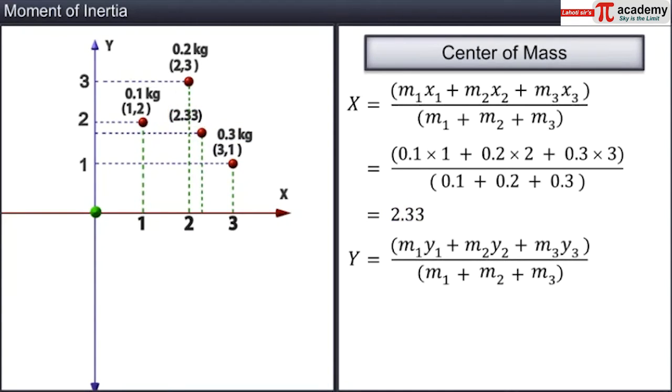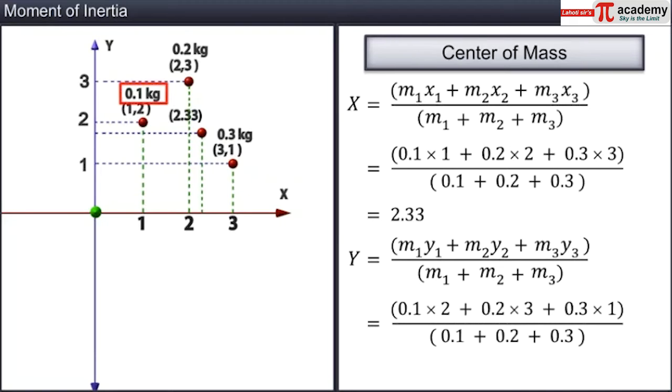And y is equal to m1 y1 plus m2 y2 plus m3 y3 by m1 plus m2 plus m3, which is equal to 0.1 into 2 plus 0.2 into 3 plus 0.3 into 1 by 0.1 plus 0.2 plus 0.3, equal to 1.83.